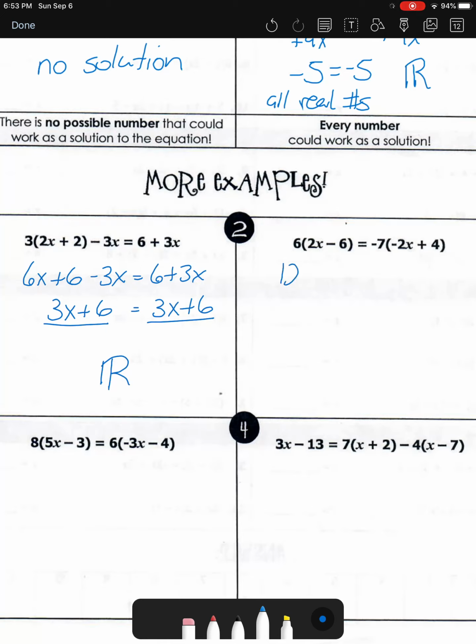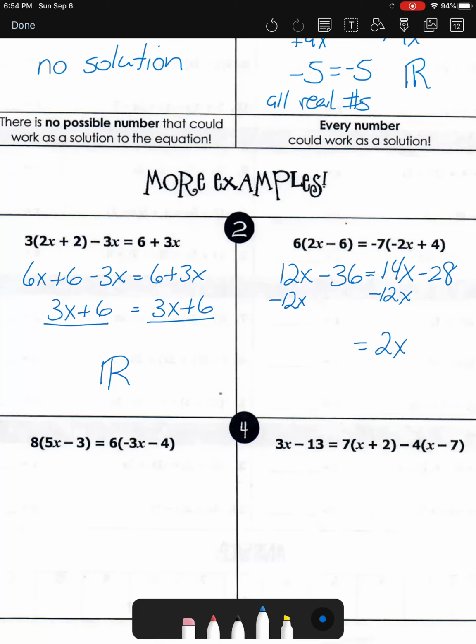Okay? So we got 12x minus 36. We've got a 14x minus 28 when we go ahead and distribute that. Okay? Now this one is just here to, I don't say trick us up, but to make us pay attention. I have a 12x on one side and a 14x on the other, so since I have different values of x's, this one solves like any other equation does.